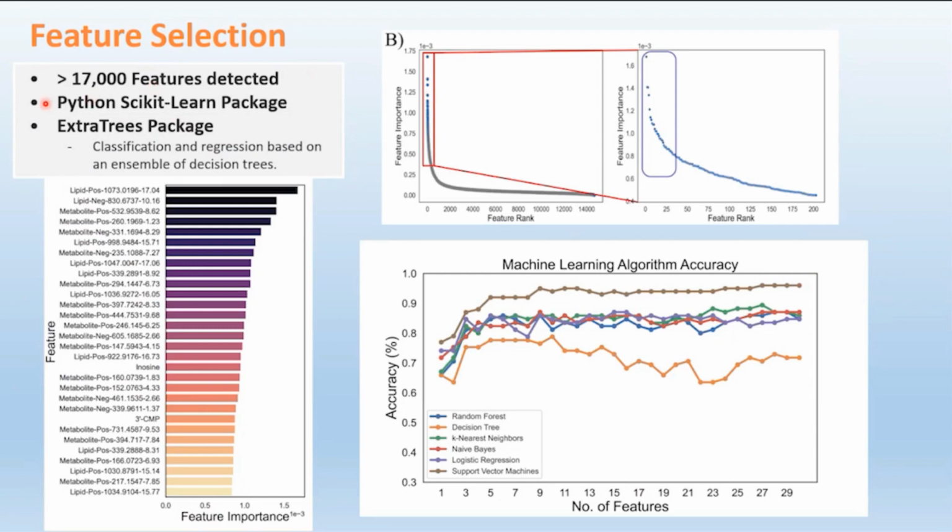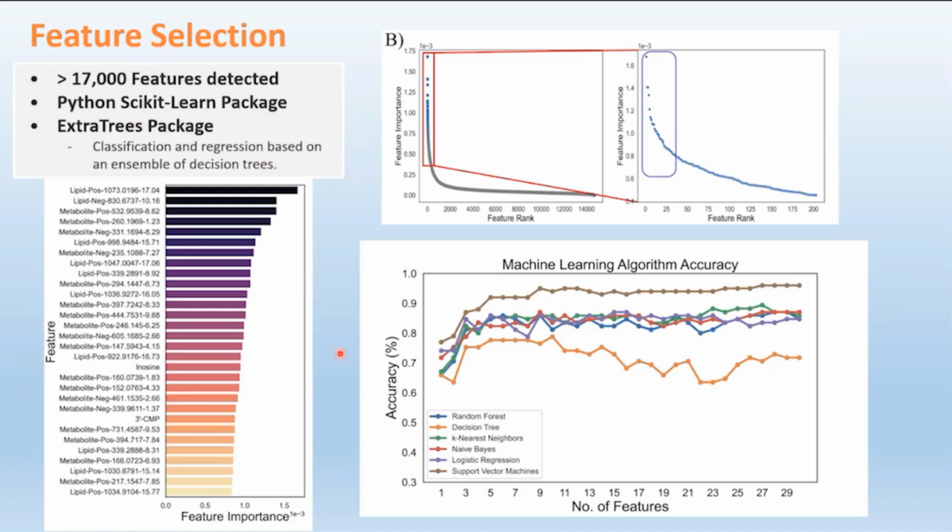Well, we had initially started with 17,000 features. That's both lipids, metabolites, positive and negative ionization data sets. So 4 data sets that were compiled and put together in one large data set. We started with the Python scikit-learn package, which is a common approach in the Python tools that are available. We use the extra trees package to do classification and regression.